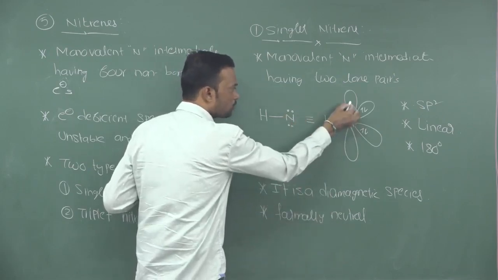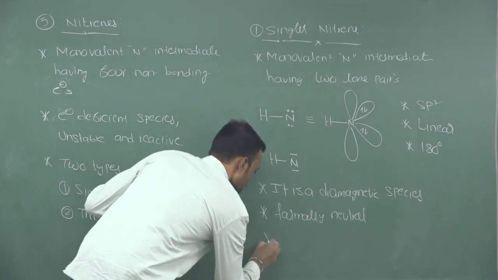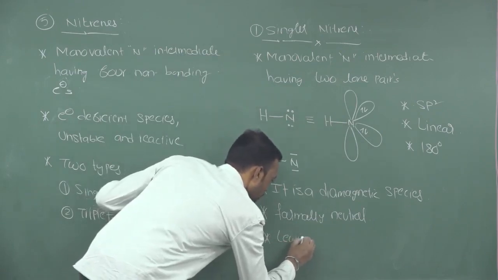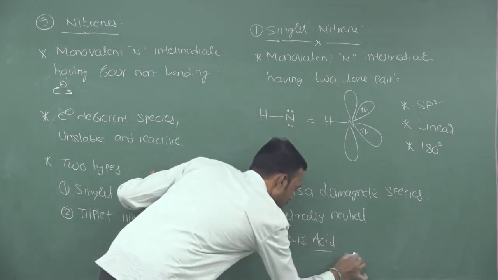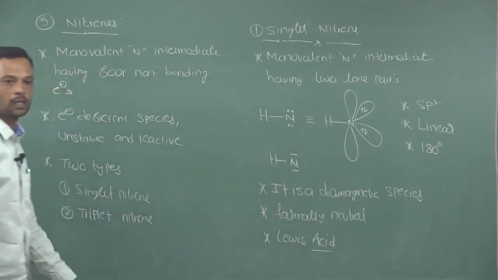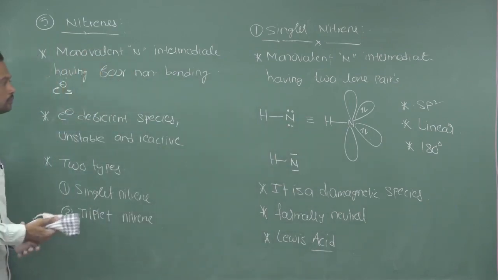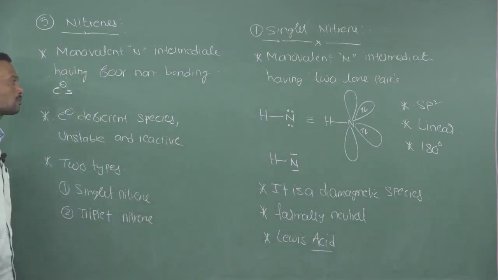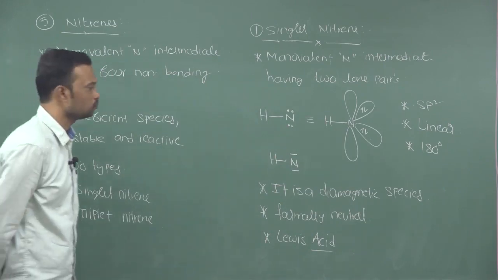Now there is the presence of an empty orbital, so is it a Lewis acid or not? So you can say it is a Lewis acid. Singlet carbene is a Lewis acid due to the presence of an empty p orbital. Not only singlet nitrene, singlet carbene is also a Lewis acid.